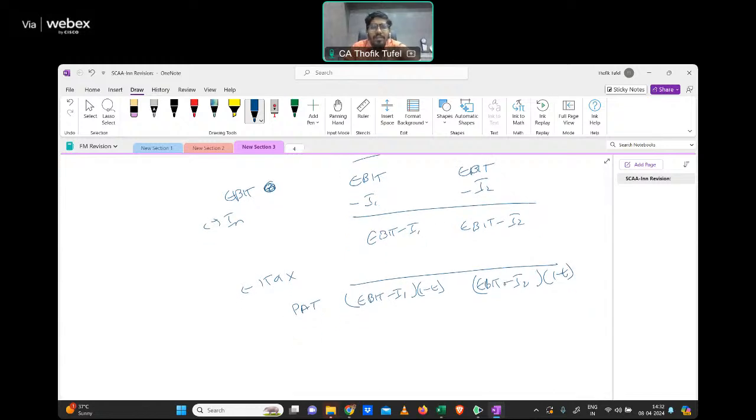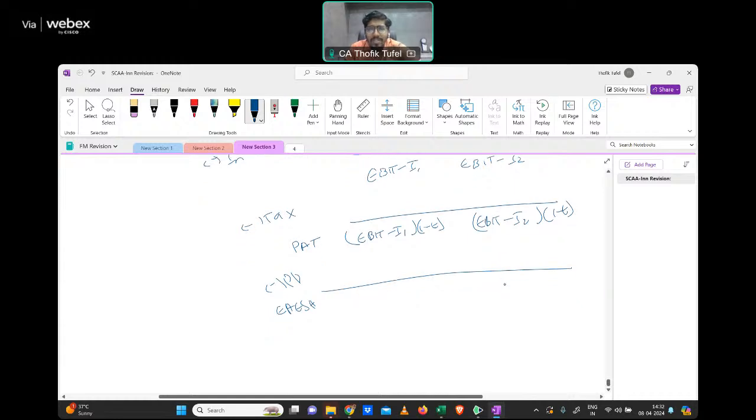Suppose you have any preference dividend, you subtract the preference dividend, and then you get the earnings available for equity shareholders. So it is EBIT minus I1 into 1 minus T, minus preference dividend, because for preference dividend you won't get the tax benefit. Here it will be EBIT minus I2 into 1 minus T, minus preference dividend. If both have preference dividend, you just write preference dividend 1, 2. Some may have preference dividend, some may not. I'm just writing 1, 2. If you have it, you put it, otherwise you don't.